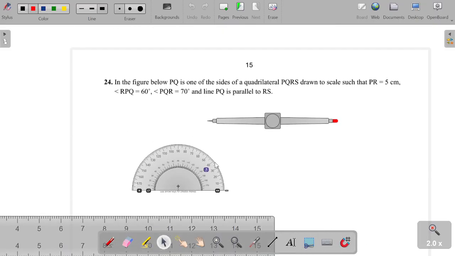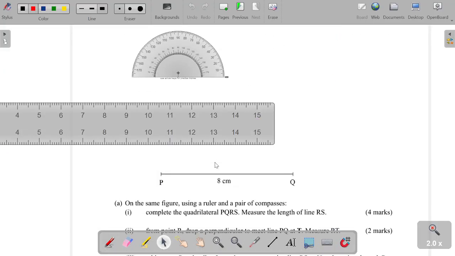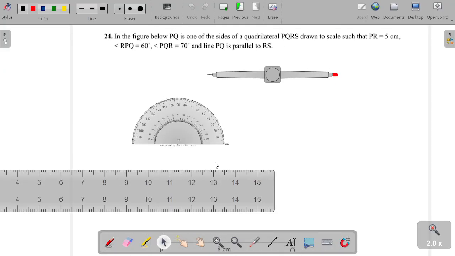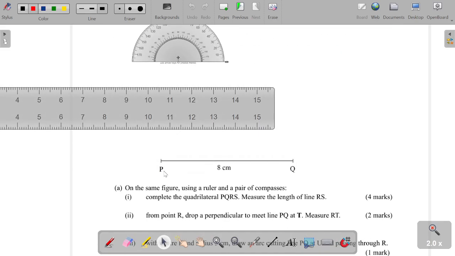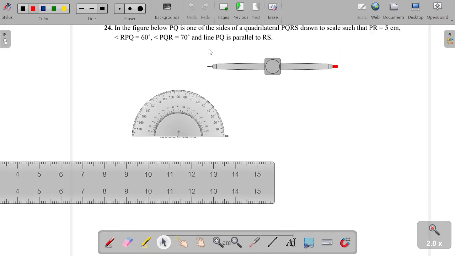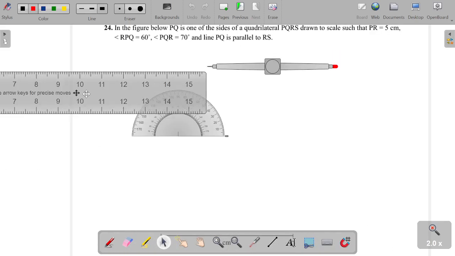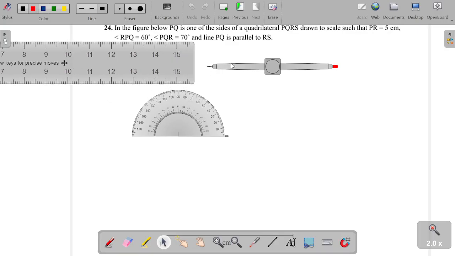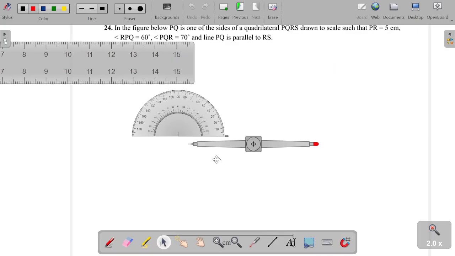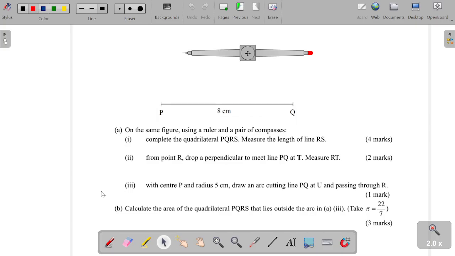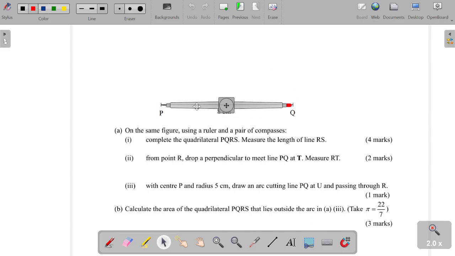So we've been told that PR is 5 centimeters. The angle at P is 60 degrees. So let's construct 60 degrees, and I'm going to guide on how to construct 60 degrees. So I'll take my pair of compass and I'm going to stand at P. I'm going to stand here at P.